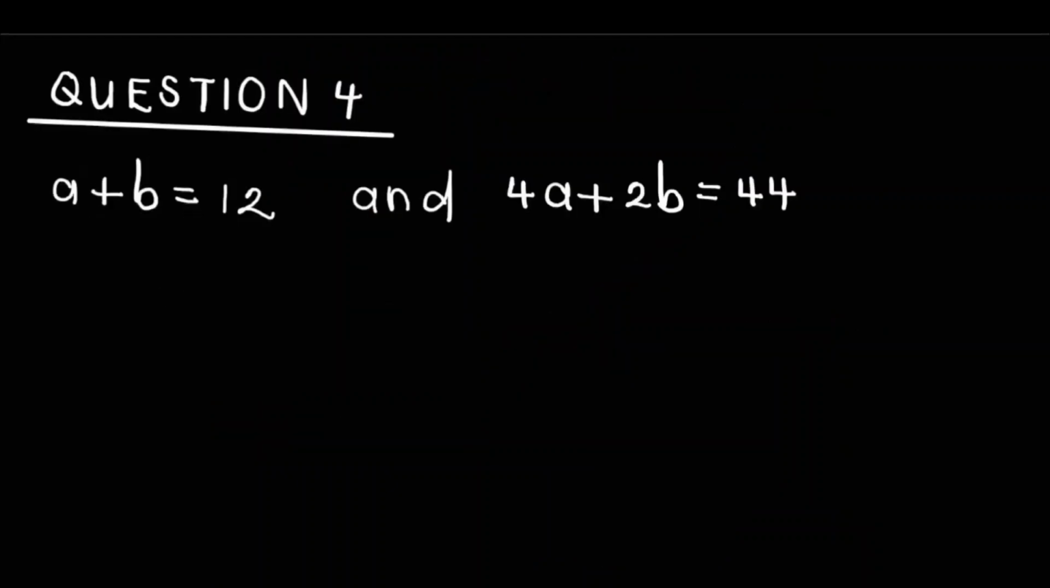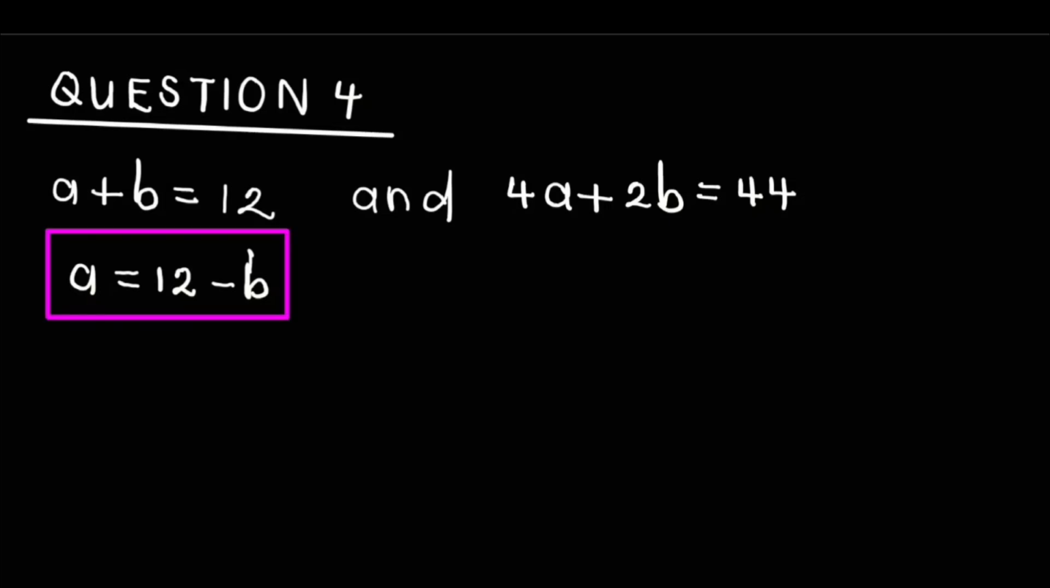Now question 4 is actually given in terms of a and b, not x and y. But it works the same way, right? It's the same method that we use. So to start off, it's actually easier to work with the first equation. Here you can easily get either a or b alone. I'm just going to get a alone, so we can take b over to the right hand side. It becomes negative b. So now a is equal to 12 minus b.